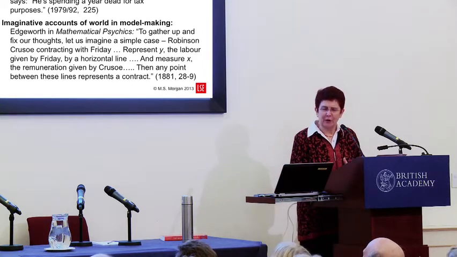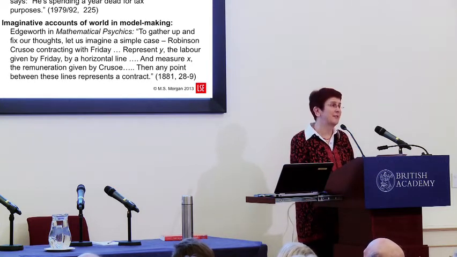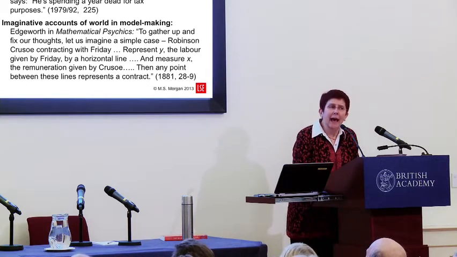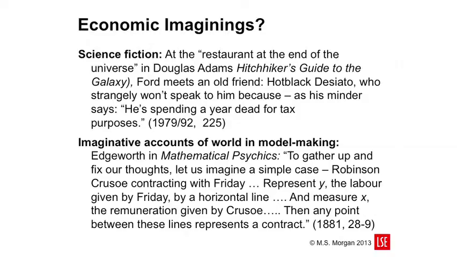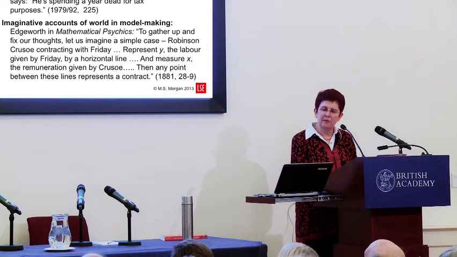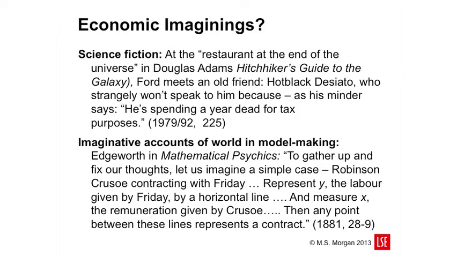Now, here's another example. This is Edgeworth, a famous economist of the 19th century, in a book called Mathematical Psychics, which sounds not unlike The Hitchhiker's Guide to the Galaxy. And he writes there, "To gather up and fix our thoughts, let us imagine a simple case. Robinson Crusoe contracting with Friday. Represent Y, the labour given by Friday, by a horizontal line, and measure X, the remuneration given by Crusoe. Then any point between these lines represents a contract."